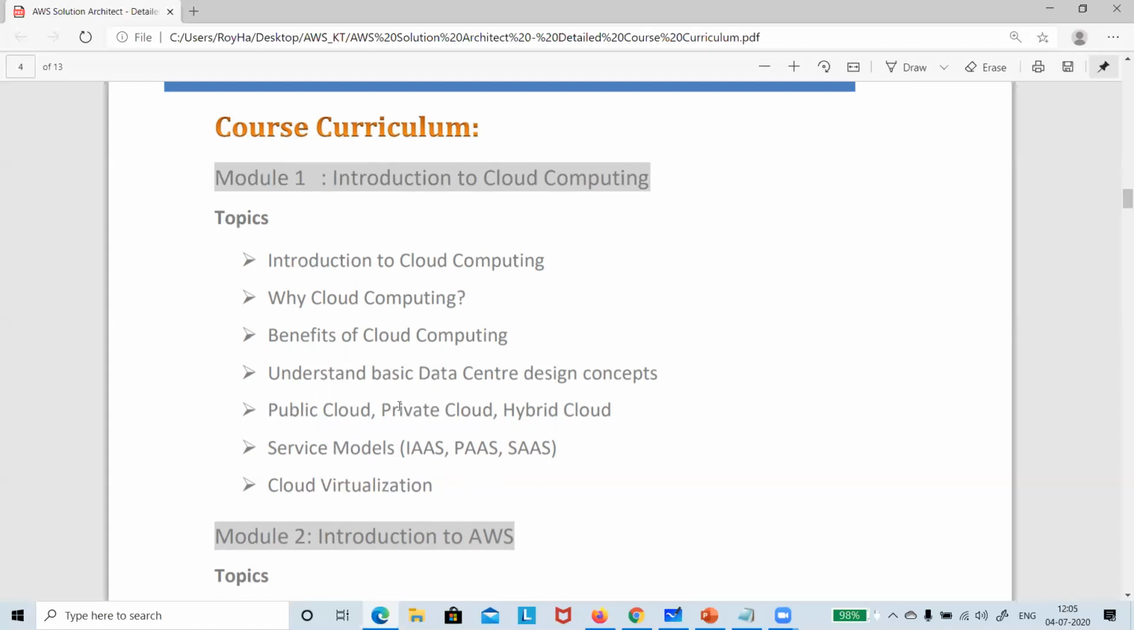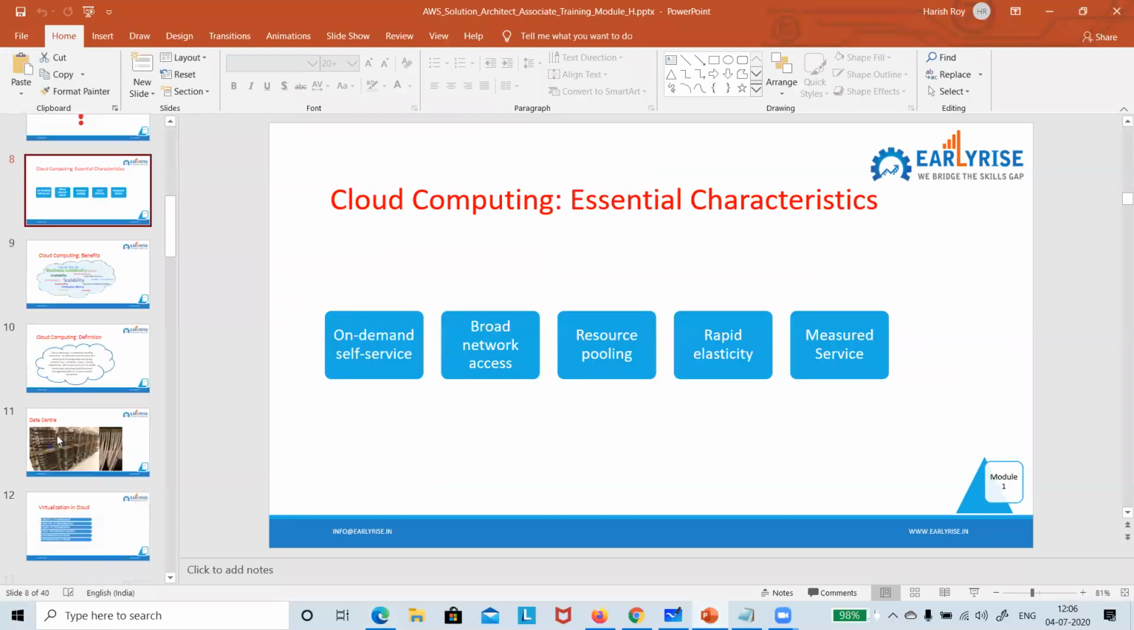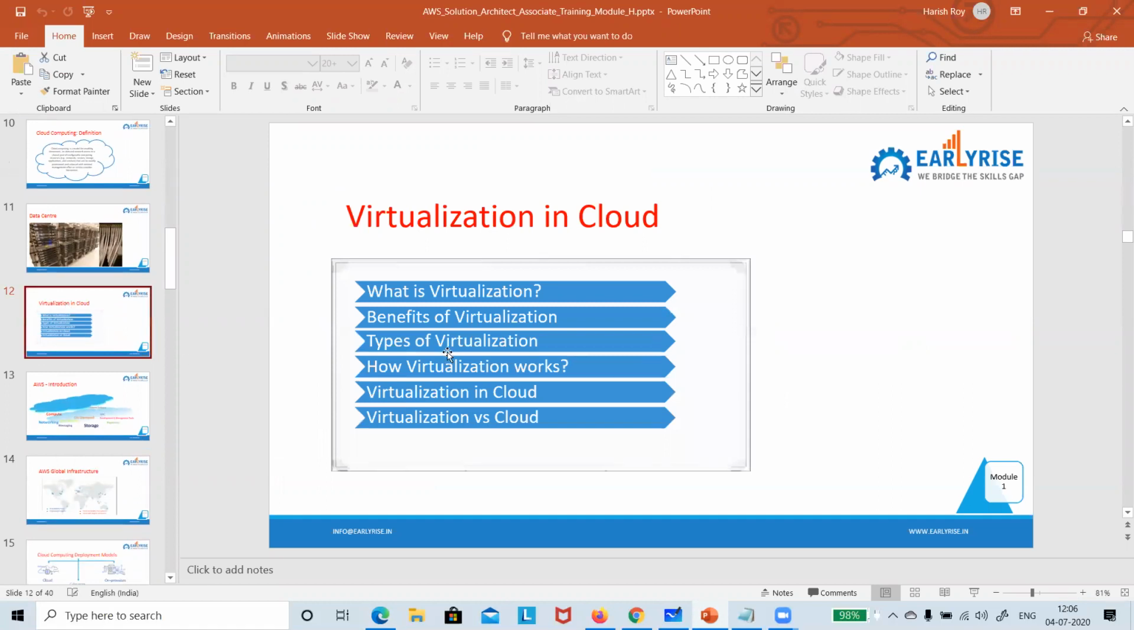However, once we finish this, just keep in mind that for this particular module, we are yet to discuss these features, some different models and all. So cloud virtualization also. Let's discuss virtualization first. That is a very important and basic concept. So let's go to our slide. What is virtualization, benefits of virtualization and all.